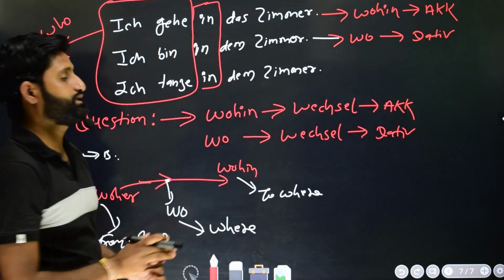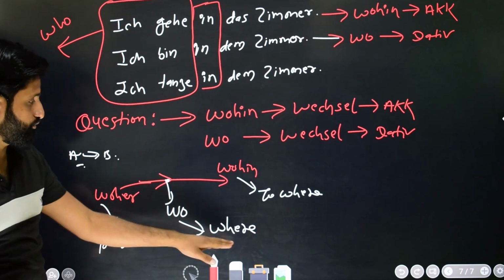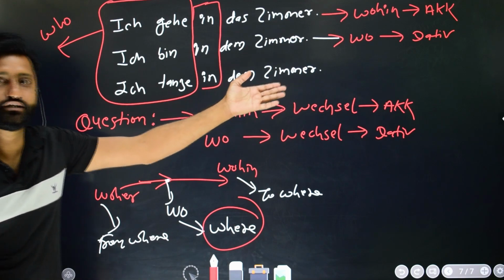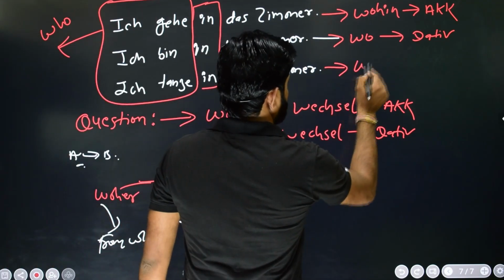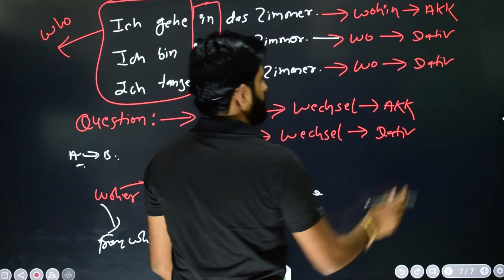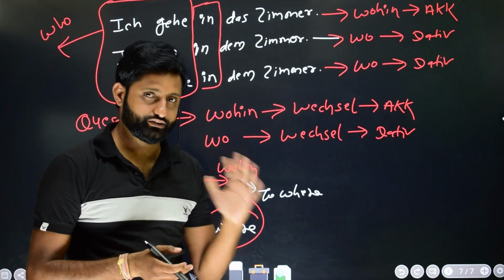Third is Ich tanze in dem Zimmer. Where are you dancing? So which where are we using? From where, or to where? We are using this where. Where are you dancing? I am dancing in the room. Ich tanze in dem Zimmer. So here again we have the question with wo. That's why it will be dative. So these are two ways to identify Wechsel prepositions.